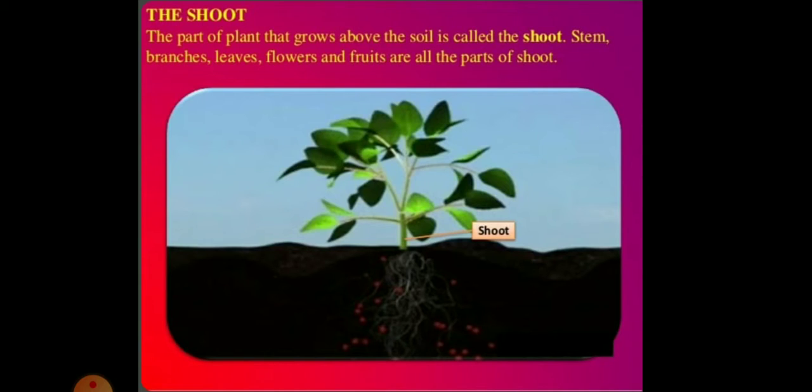So, children, today we are going to discuss the shoot. The part of a plant that grows above the soil is called the shoot. The stem, branches, leaves, flowers, and fruits are all the parts of the shoot.